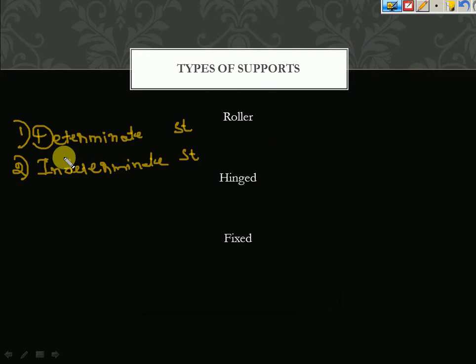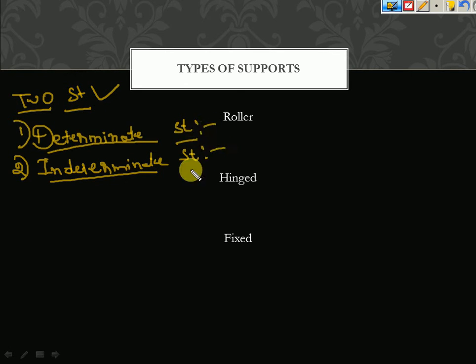Fine. The next concept is, while analyzing a structure, first we need to know whether the structure is determinate or indeterminate. There are 2 types of structures: one is determinate structure and the other is indeterminate structure. So how to find whether the structure is determinate or indeterminate? I'll take an example like this. I'll take one hinged support and the other one a roller support. This is a beam, this is some structure.